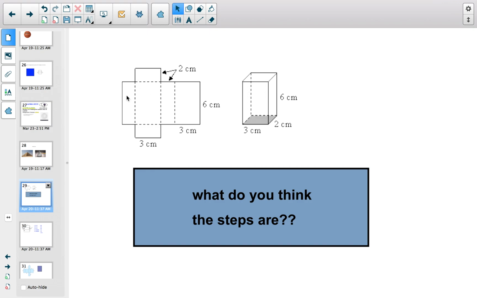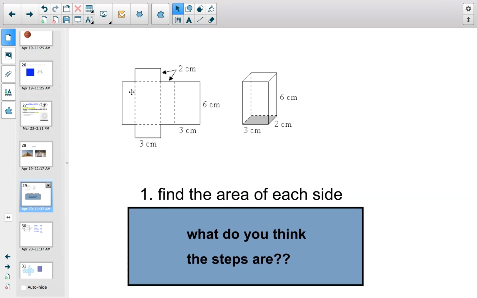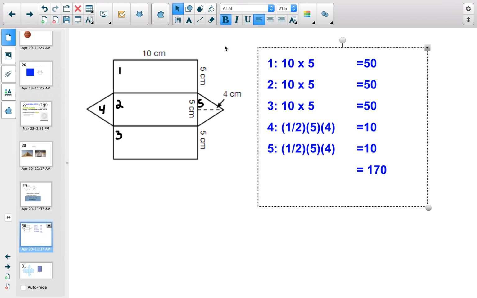So, we can find the area of all these rectangles, right? What we do is find the area of each side. So we'd find the area of these 6 rectangles, and then we add all the sides up. That would get you your surface area. Okay, so those are the 2 steps of finding the surface area. We look here, I have these listed 1 through 5. We look at 1, that rectangle is going to be 10 times 5. So we're going to get an area of 50 for this rectangle. Same for these 2 rectangles, because these are each 5 by 10.